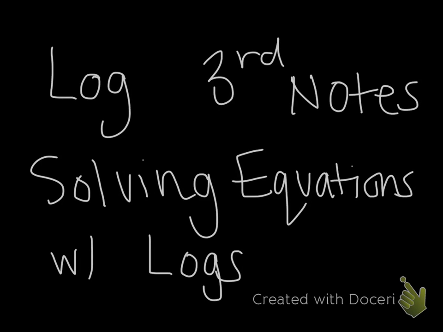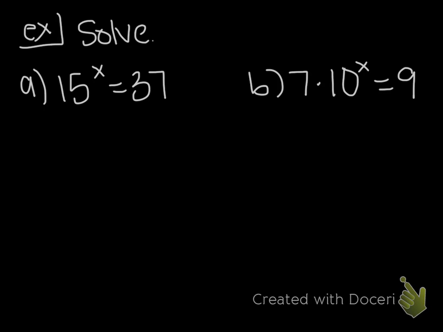Today we're going to be doing the third set of notes, and we're going to be talking about solving logarithmic equations. So we did problems to this effect in the last chapter, but in the last chapter we were able to get the same base on both sides. You're going to notice here I have a base of 15 and a base of 37, and I can never make one be the other. So instead we introduce logs.